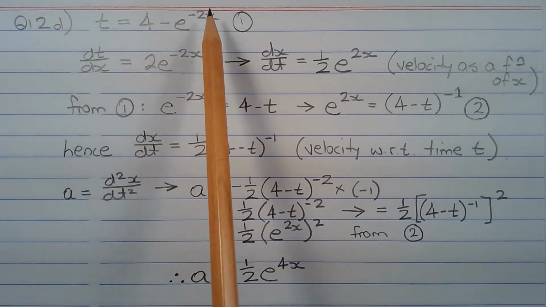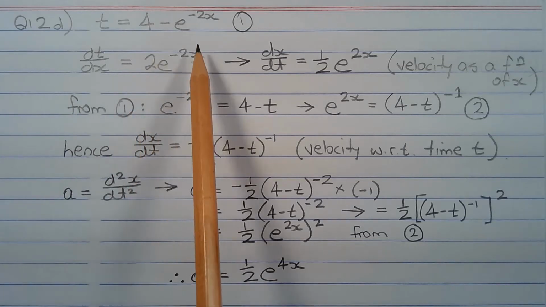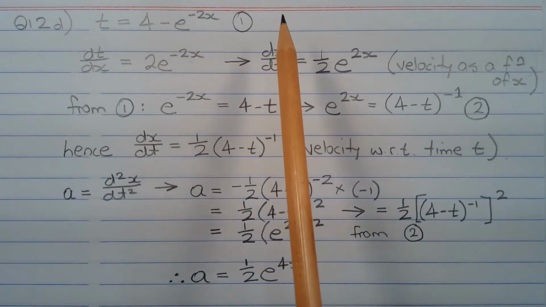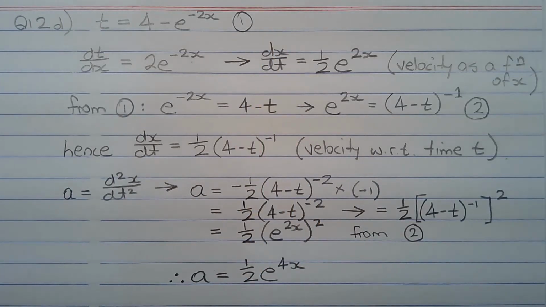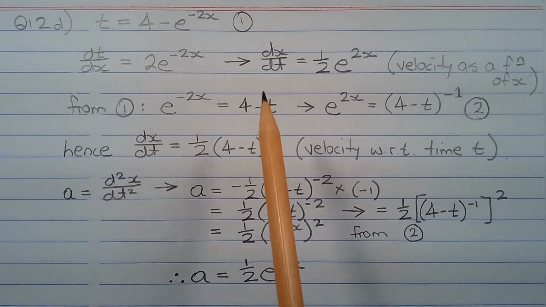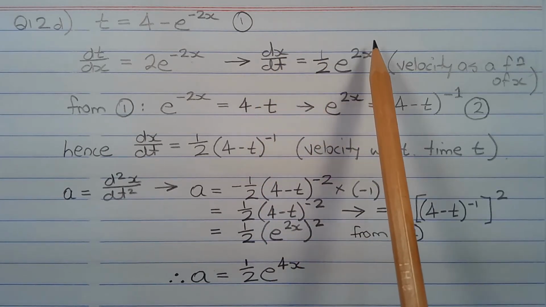Differentiating t with respect to x, we get dt/dx is equal to 2 times e to the power of negative 2x. Taking the reciprocal of both sides, we get dx/dt, which represents the velocity of the particle with respect to time, is equal to half times e to the power of positive 2x. So we have the velocity of the particle with respect to time, but expressed as a function of the displacement x.